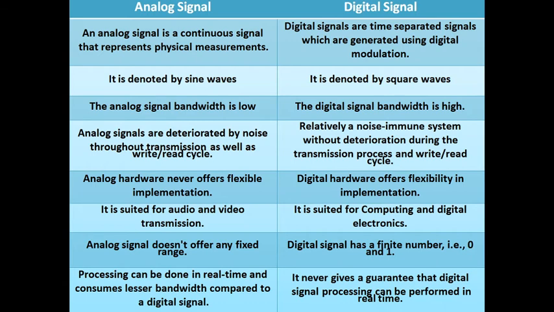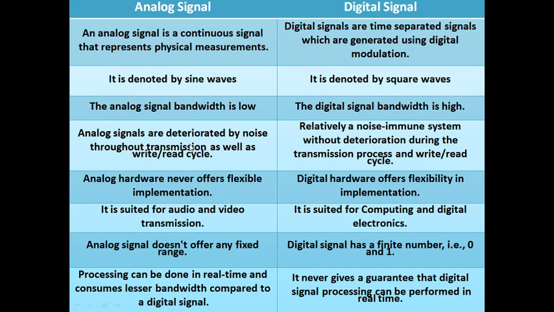Now let's see some comparison or difference between analog signal and digital signal. As we have discussed, analog signal is a continuous signal, whereas digital signal is a discrete signal. Analog signal is represented by sine waves, whereas digital signal is by square waves. Now considering the bandwidth, the analog signal consumes a lower bandwidth compared to the digital signal. Here the bandwidth requirement is high.